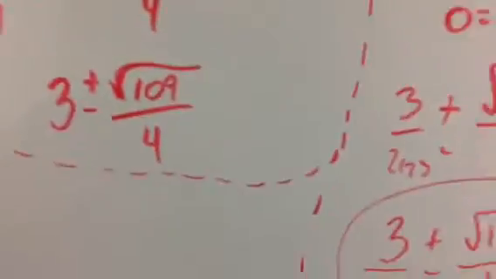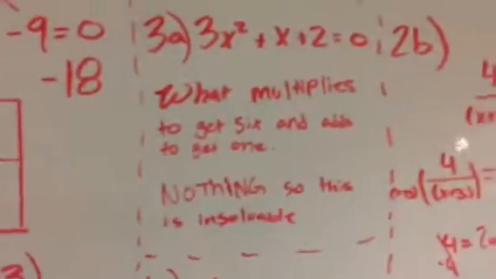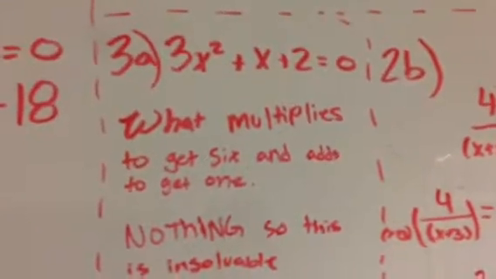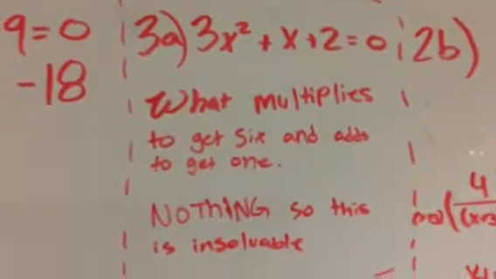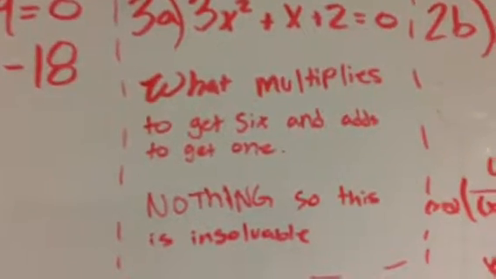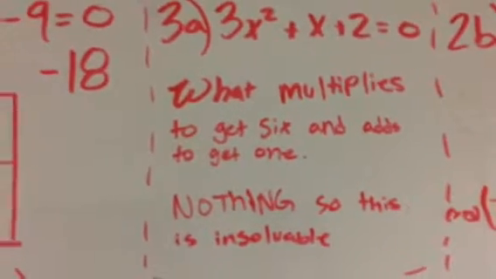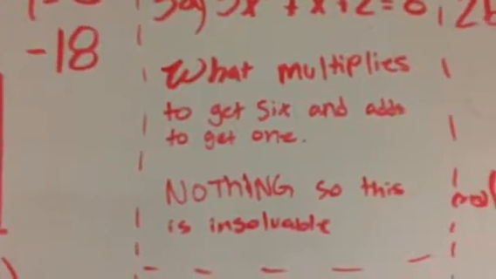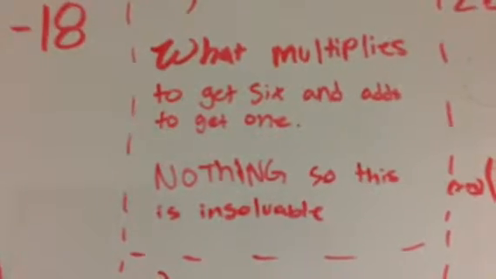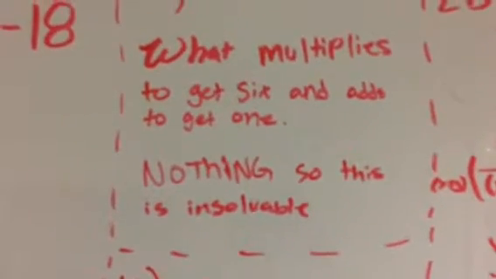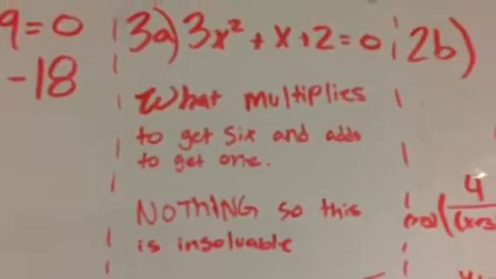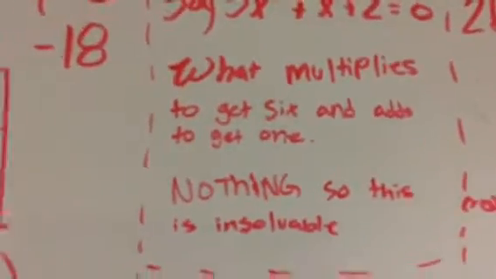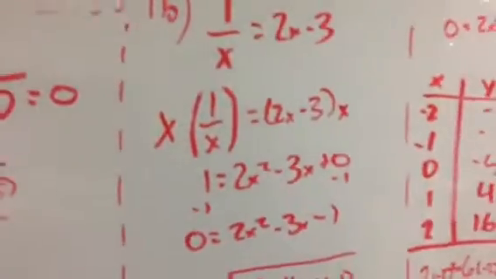And here I did my factoring, and first of all I got stuck because I thought, what multiplies to get 6 and adds to 1? I thought of it for like 15 minutes straight and I couldn't think of anything. Then I looked it up and it turns out nothing does. So this problem is insolvable. And now moving on to part B.